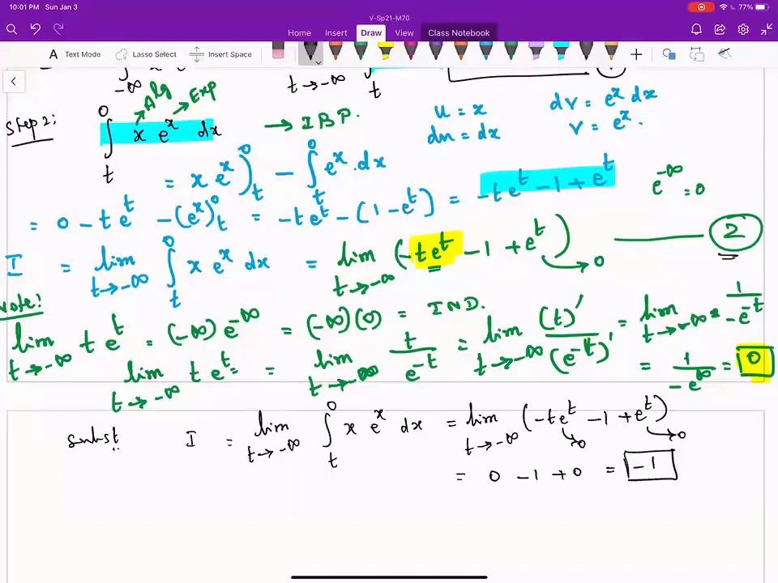The question is not about convergence or divergence. The question is to evaluate. So we just say it's equal to negative 1. If you're also asked to determine whether the integral is convergent or divergent, then your answer would be that the improper integral is convergent because this value is a finite value.